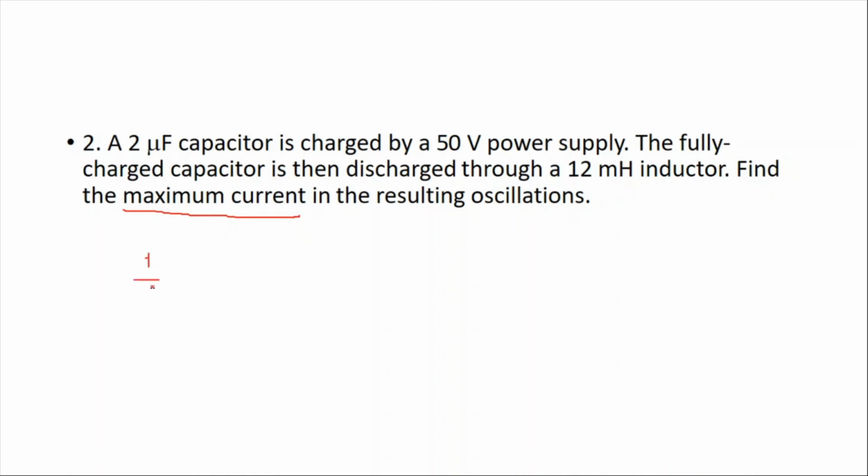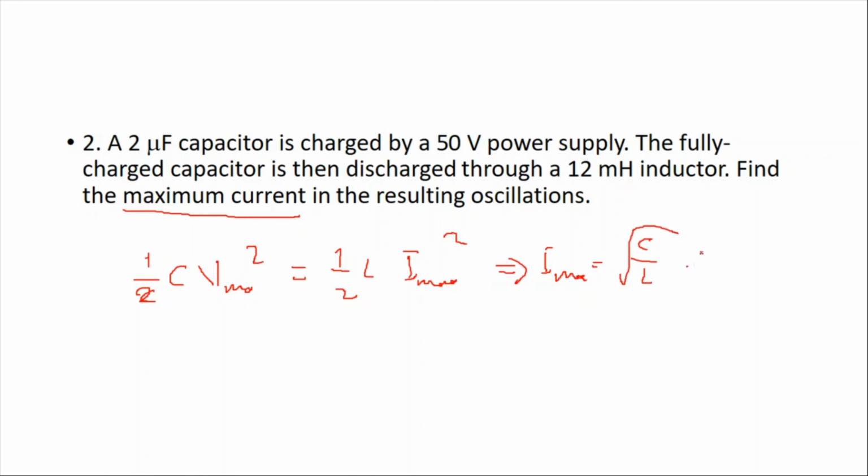We know that 1 over 2 C V max square equals 1 over 2 L I max square. From here, I max will be equal to square root of C over L times V max. Actually, this formula was 1 over 2 Q max square divided by C, but if we write Q is equal to CV equivalent in this formula, we are going to get this one. Okay, so let me delete that one.